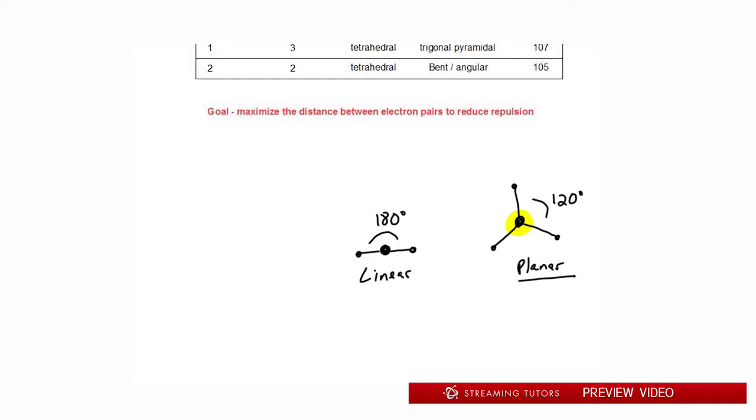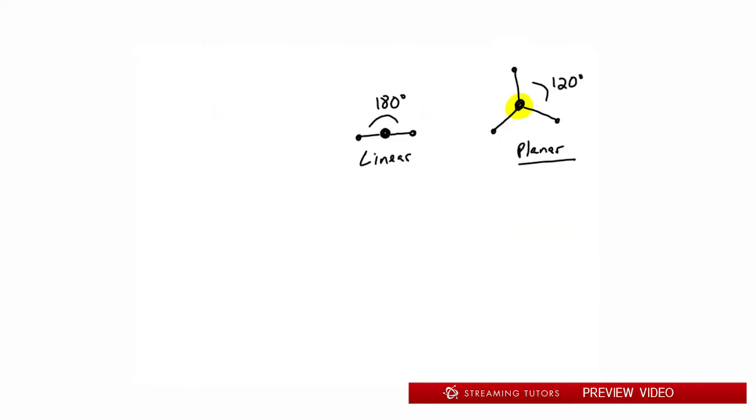Now, this is all we're going to do. We're going to think about how many atoms or how many connections are around, how many coordinates are around an atom, and what's the best arrangement of those coordinates. But we're going to also learn now that lone pairs play a role, and we'll see how that works in just a moment.